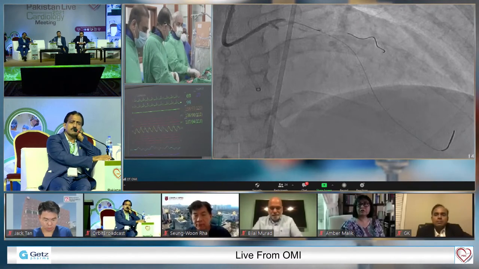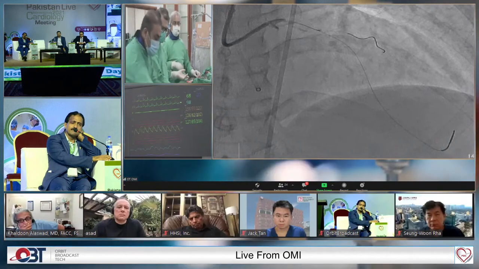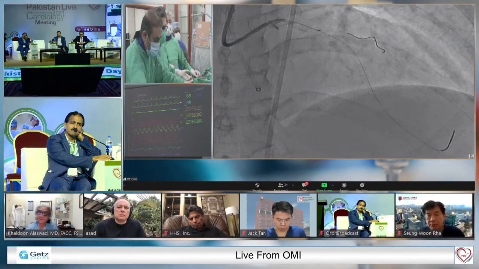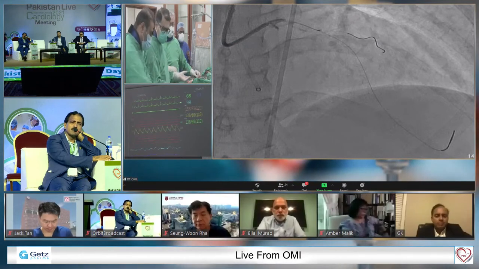And Gautam, what would be your first wire in this case? With the microcatheter in that position, I probably would go with the Gaia Second in this scenario, if that is available there. Dr. Ra?